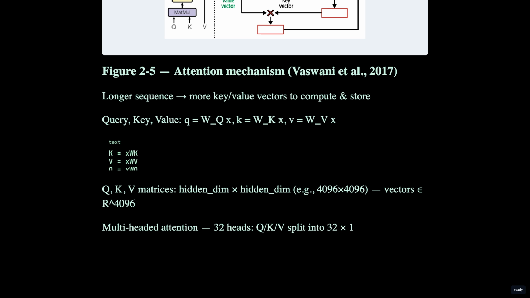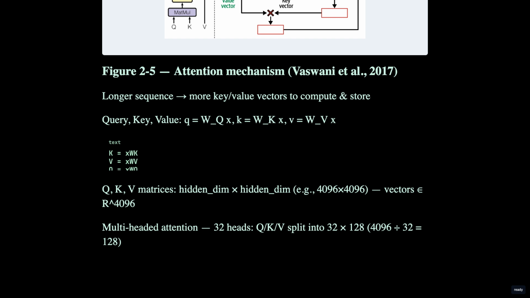Multi-headed attention runs several attention computations in parallel, so the model can focus on different token relationships at once. For each head, the query, key, and value vectors are sliced into smaller subvectors. In Llama 2 7B, there are 32 heads. So a 4096 dim vector is split into 32 head vectors of dimension 128.